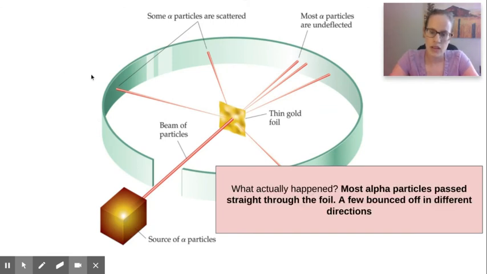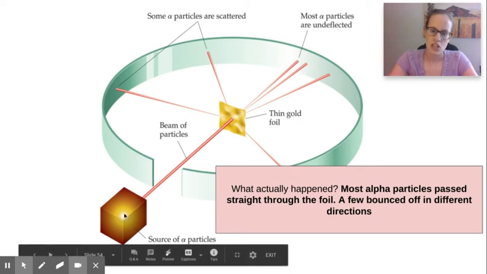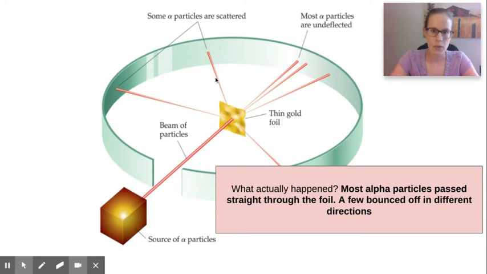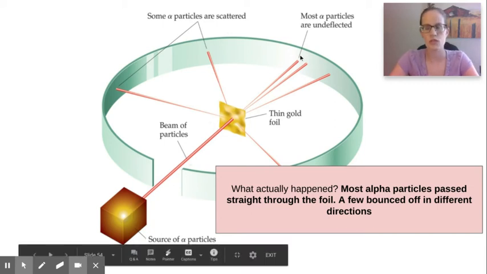What actually happened is most of the particles did go straight through. He expected all of them to go straight through, but he did not expect any of the alpha particles to bounce off and come back, and he didn't expect any to get deflected to the side. So this totally shocked him. He imagined this as shooting a bullet at a piece of tissue paper and having some particles come back at you. He didn't think it was possible. He thought that this bullet would just go straight through the tissue paper.